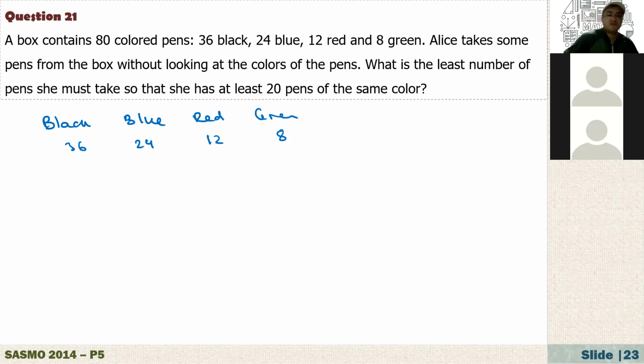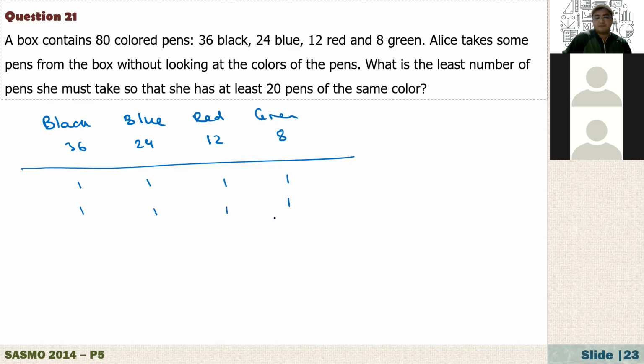Okay, now if I just write here, suppose the worst scenario is that every time you pick a pen, it will be different. For example, the first one you pick is black, the second one blue, the third one red, the fourth one green. So 4 different colors. Next, again black, blue, red, green. Now I have 8, but still not the same color. Again here we have black, blue, red, green.